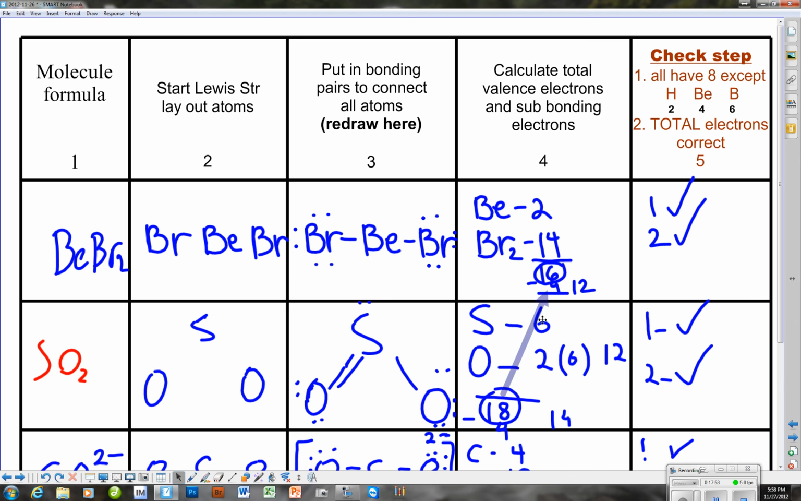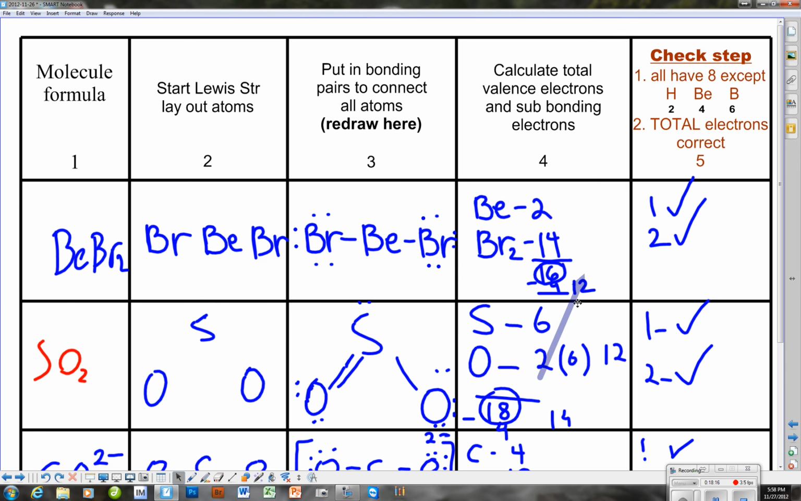So we look over here now, and when we subtract them, we get a total of 12. So we had to put 2, 4, 6, 8, 10, 12 on the bromines, and beryllium didn't need any more because in a Lewis structure he only needs 4. So that's what that rule stuff was all about.